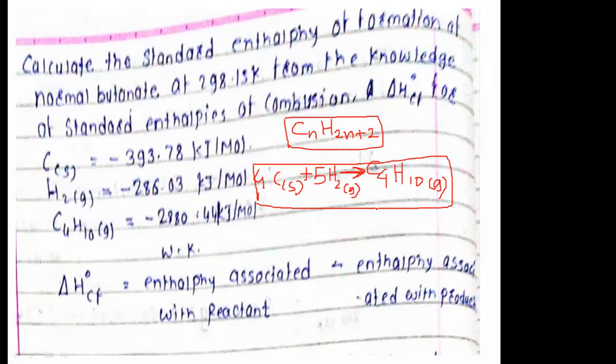For this reaction, we have to use the standard enthalpies of combustion of carbon, H2 and C4H10. Delta H of a combustion reaction will be enthalpy associated with reactants minus enthalpy associated with products. And if formation enthalpies are given, then it is enthalpy associated with products minus enthalpy associated with reactants. Now you solve this. I will give 3 to 4 minutes for you.